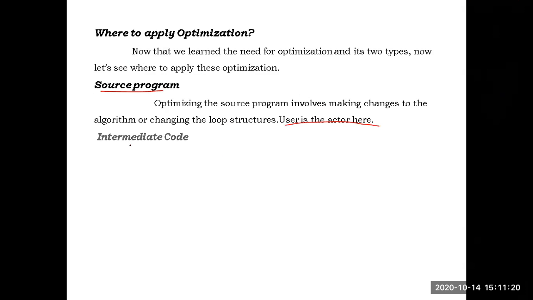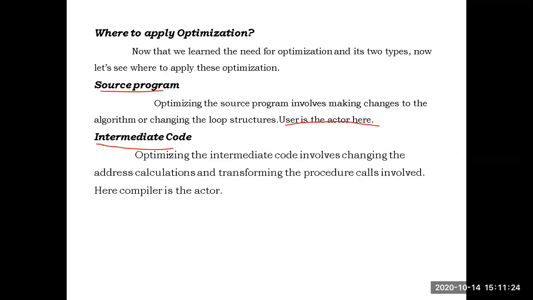We can also optimize the intermediate code. Optimizing the intermediate code involves changing the address calculations and transforming the procedure calls involved. Who will do this work? The compiler is the actor here. That means the compiler will do those modifications.